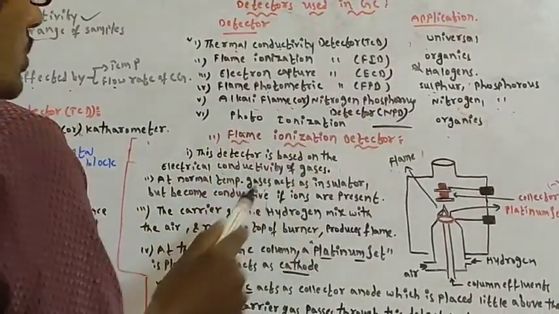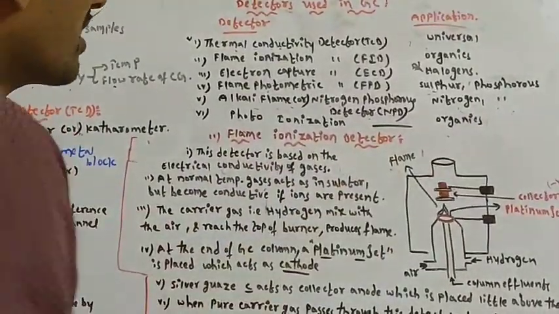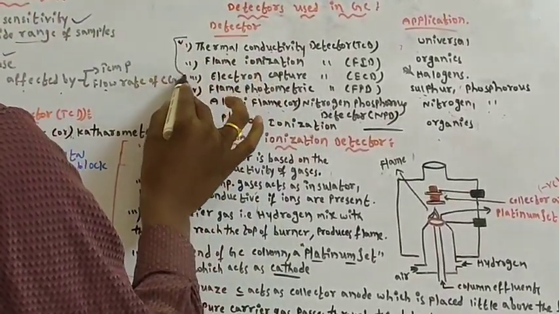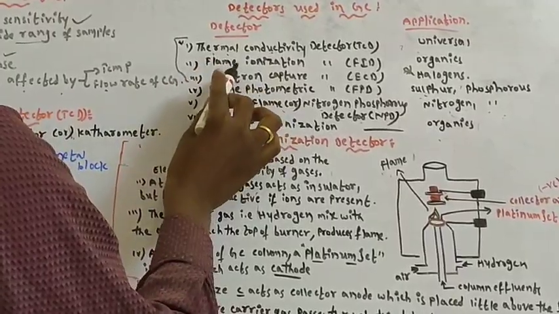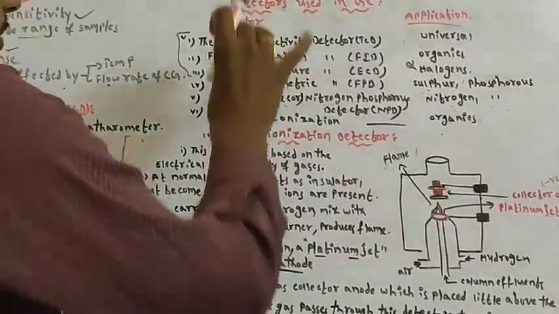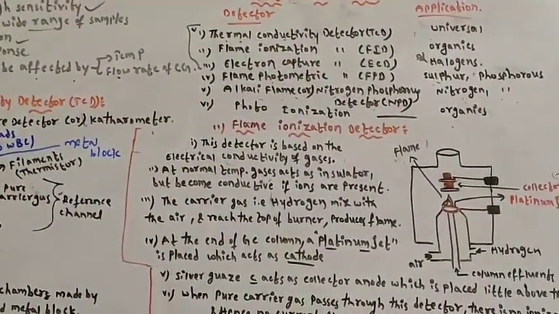Then the photoionization detector, which is useful for determination of organics. Among these six, three are widely used: TCD, FID, and electron capture. Here I am going to explain only these three detectors. Let's see one by one.